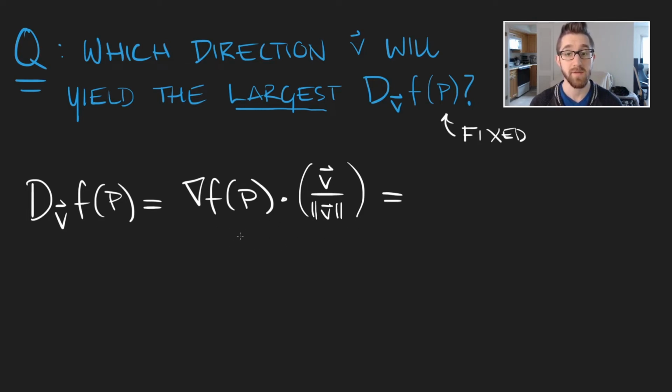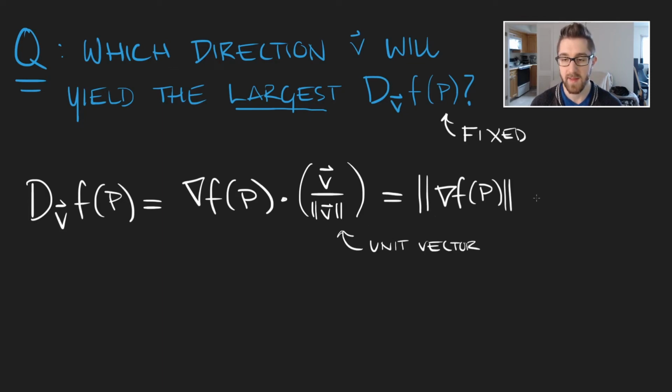Okay, well, something that's helpful here is to use the cosine formula for the dot product, which says that another way to compute the dot product of two vectors is to take the product of the magnitudes of them, which is going to be the magnitude of the gradient of f, and then the magnitude of this vector, but the magnitude of this vector is 1, since it's a unit vector, so we can leave that out. And then the cosine of the angle between v and the gradient of f.